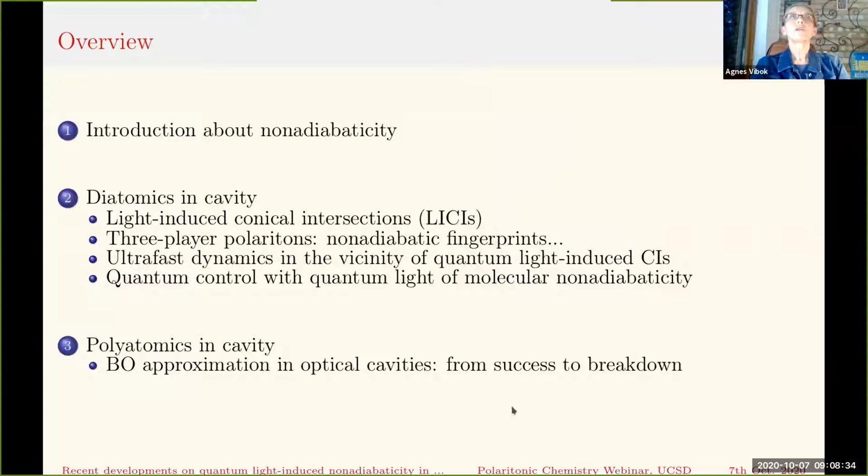It's a brief overview of my talk. At the beginning, I would like to give a very short introduction about non-adiabaticity in molecular systems, mostly natural non-adiabaticity. The second part will be devoted to our results. First, I will try to summarize our results on diatomics, and in the second part of my talk, I will show our recent results in polyatomic systems.